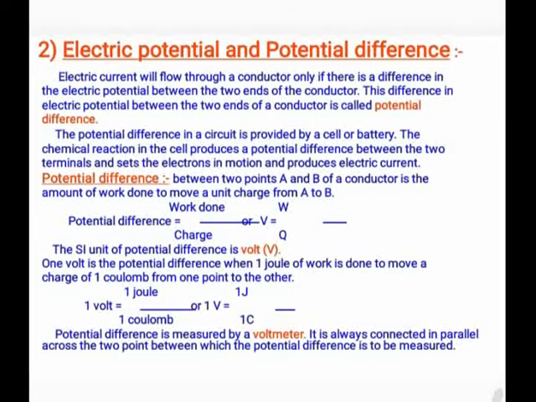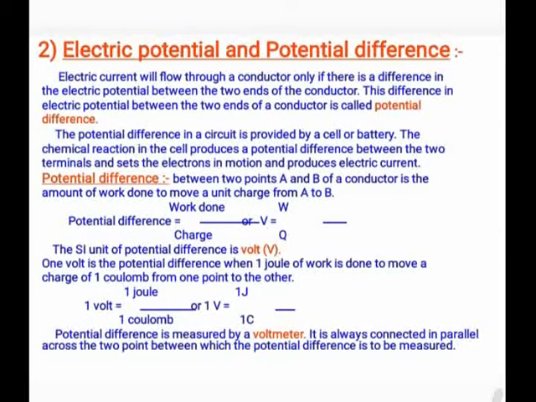Potential difference between two points A and B in a conductor is the amount of work done to move a unit charge from A to B. Hence, potential difference = work done / charge. Mathematically, V = W/Q. The SI unit of potential difference is the volt. 1 volt is the potential difference when 1 joule of work is done to move a charge of 1 coulomb from one point to the other. 1 volt = 1 joule / 1 coulomb.